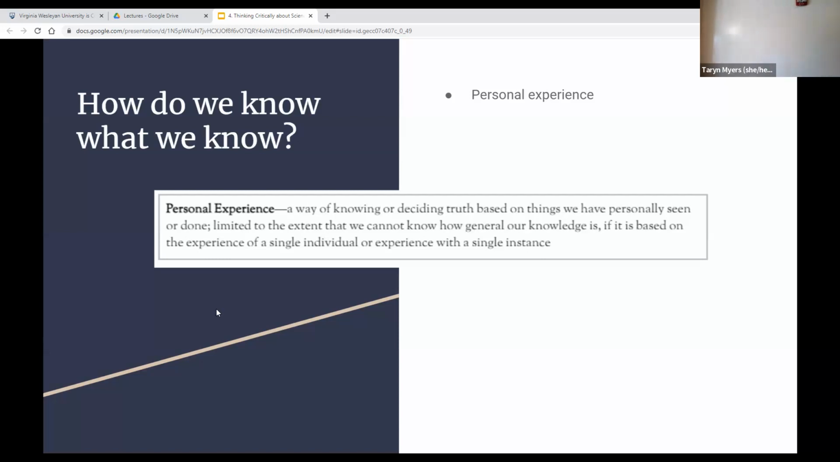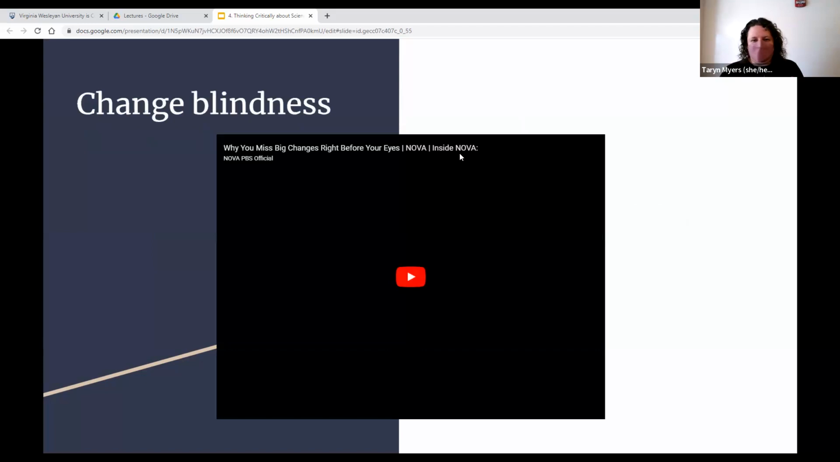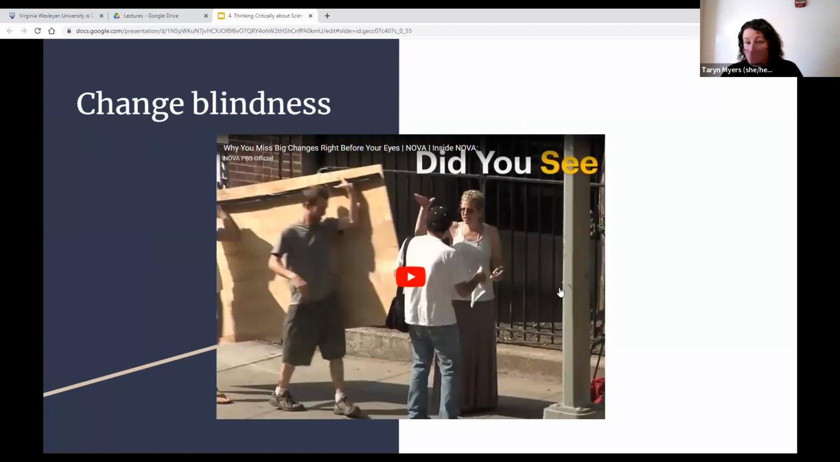Part of it's personal experience, right? It's a way of knowing and deciding truth based on things we've personally seen or done. However, this is limited, and we know this through our psychological science, that if it's a single experience, a single individual, our memories are fallible. Our memories are not the best. And so even our own personal experiences might not be described that well. And even our perception can be fallible.